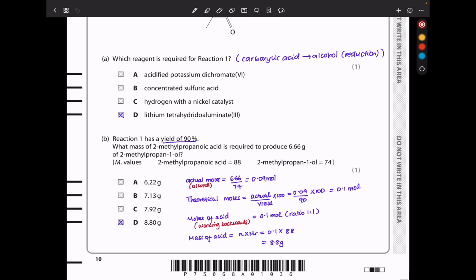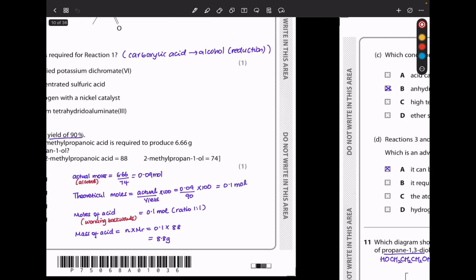Then I use the ratio to find the moles of the acid because the ratio is 1 to 1. The moles of the acid are going to be exactly the same. Remember, the acid is a reactant. I was working backwards. And finally, the mass of the acid is going to be the number of moles of the acid times Mr, which is 0.1 times 88, and I got 8.8 grams, or you can say 8.80 grams. So this is my answer.